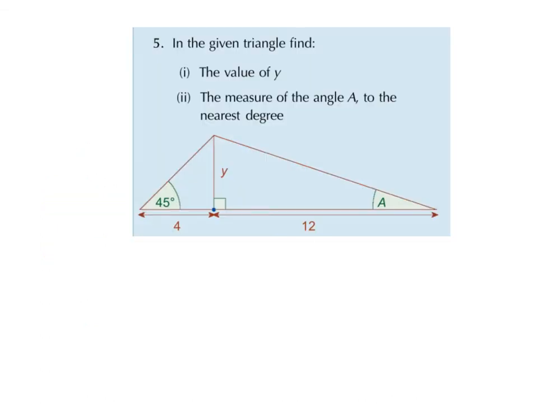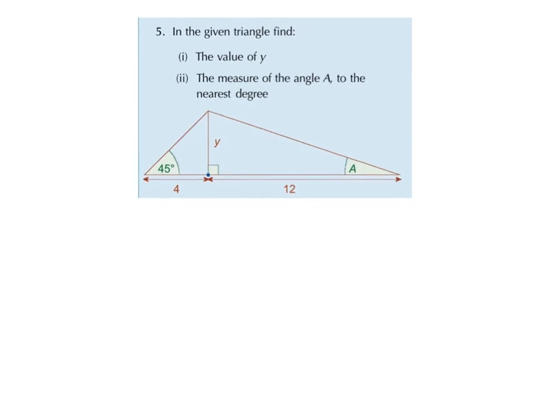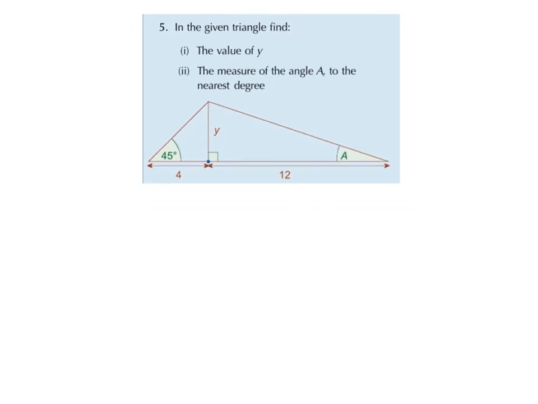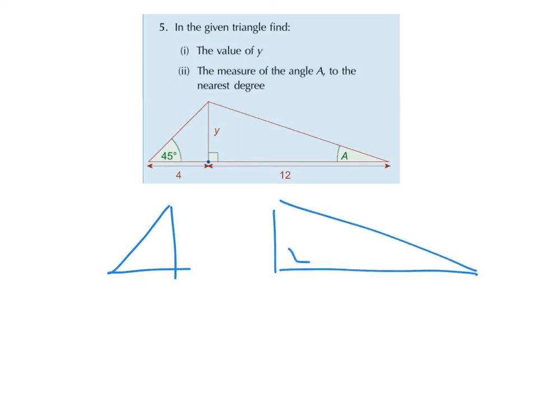Okay, question 5 then was very similar to this. And so I'm going to just straight away split it into my 2 triangles, because we can only deal with right angle triangles. So on this first one, I'm told this is 45 degrees, this is y, this is 4.